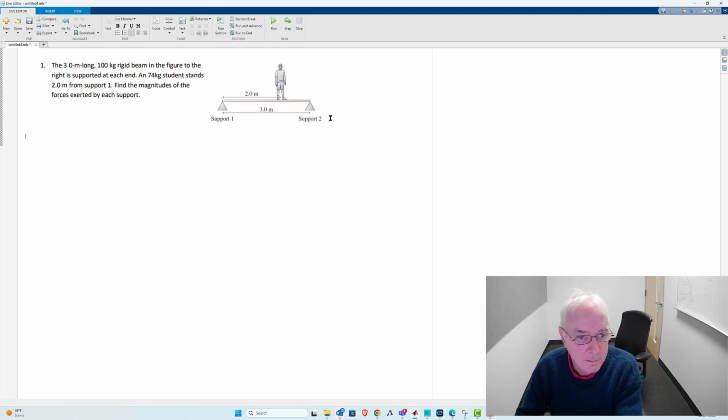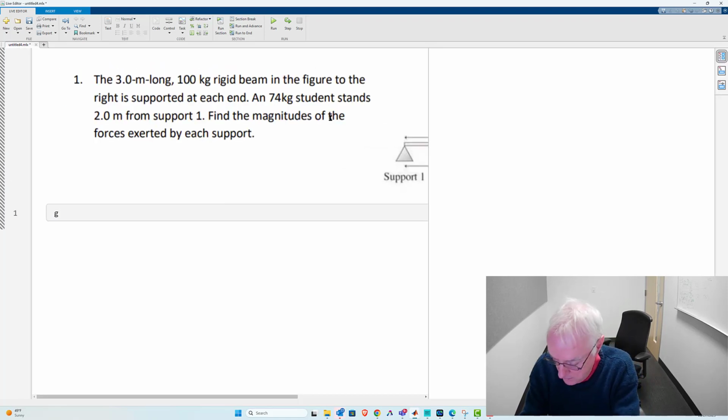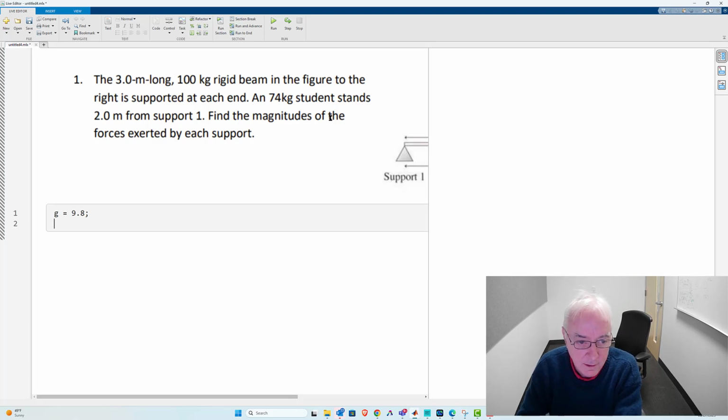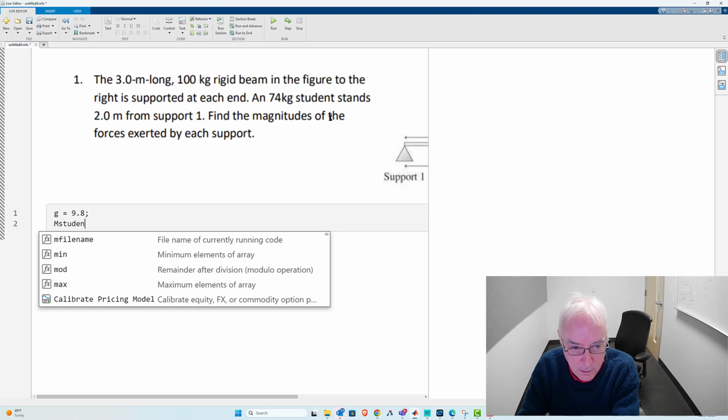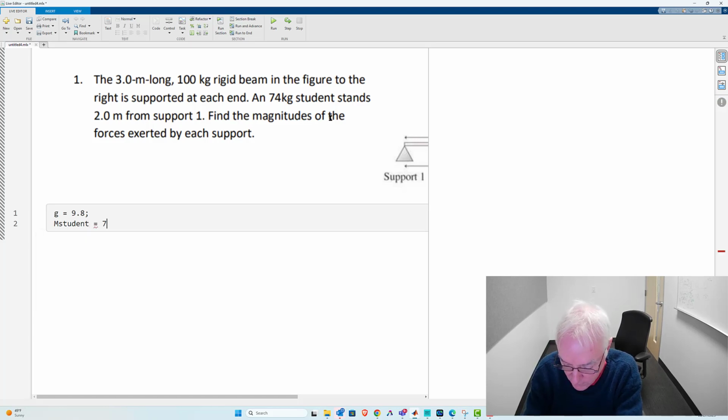All right, and so I'll collect some of the most important data. Oops, we need to go into Talk Like a Computer mode, so I'll hit Control E again and toggle back into that. And so we'll make the assignment for g. I want to make this a little bit bigger. It's equal to 9.8. And M student is equal to 74. I'm going to do everything in metric, so that's implied to be kilograms. And then the mass of the beam is 100.